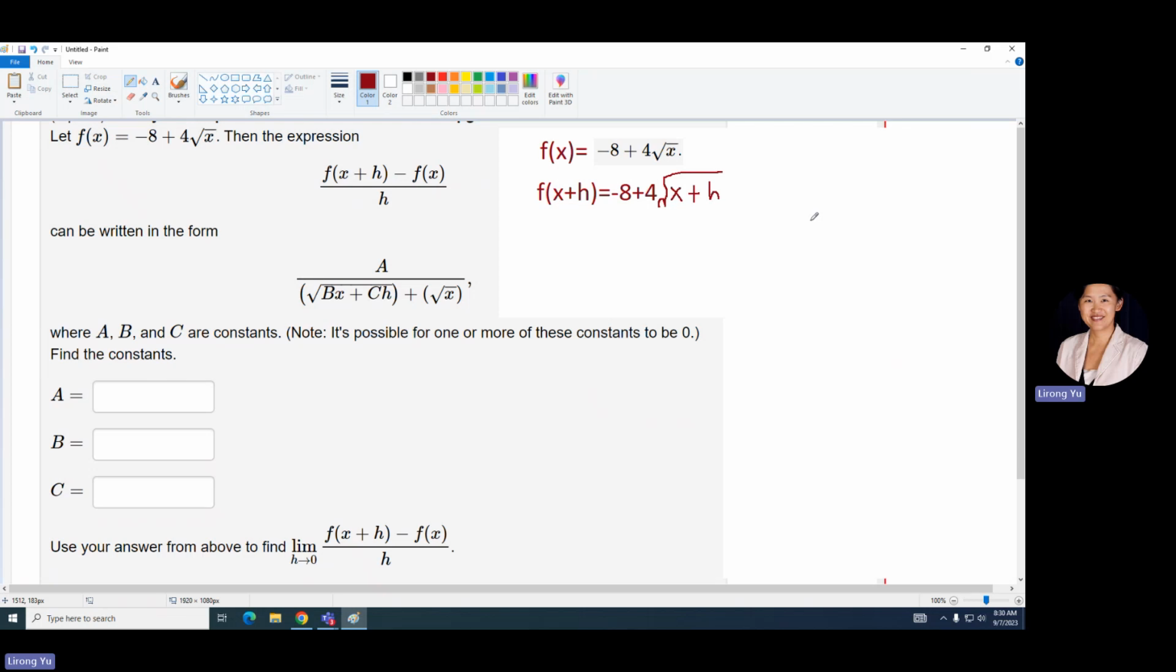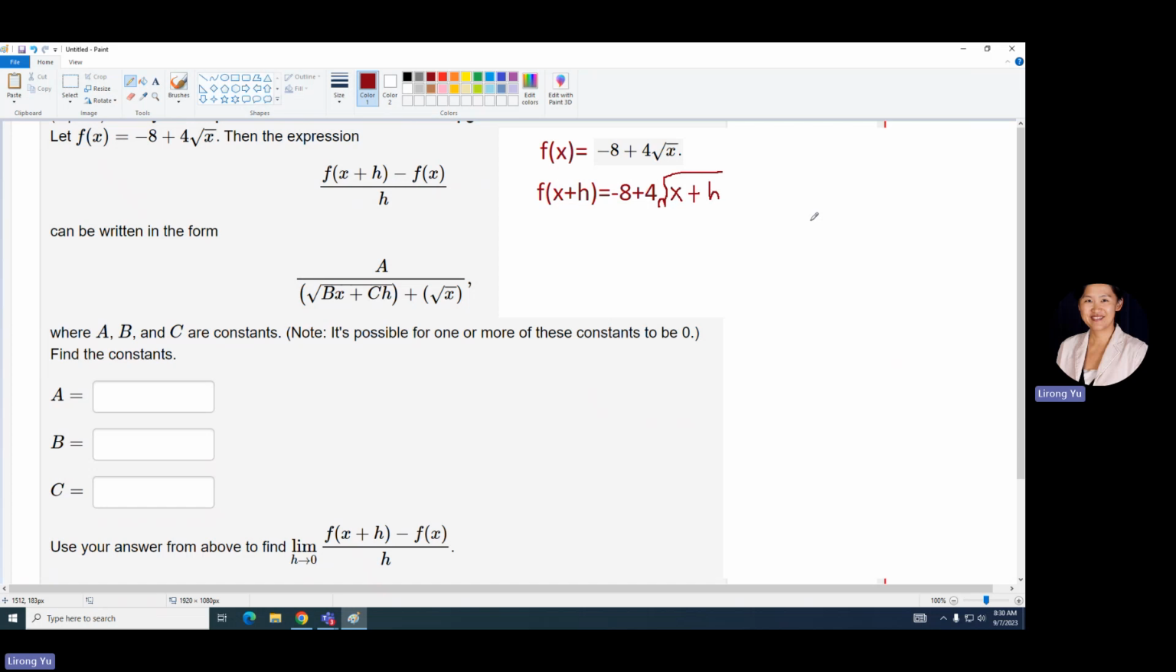How do you type down the square root? I think it's SQRT. So suppose you want to enter square root of x plus h, you would do SQRT x plus h.